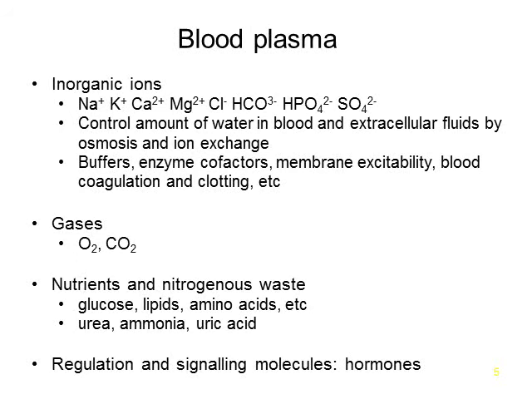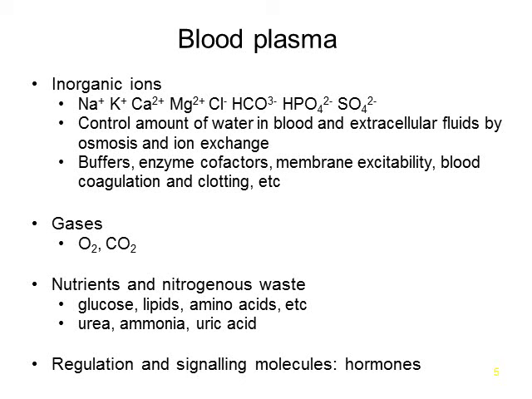In relation to inorganic ions in the blood plasma, the key list of ions are shown on this slide. They control the amount of water in the blood and extracellular fluids by osmosis and exchange of ions, for example, sodium potassium ATPase. They can also act as buffers, enzyme cofactors, and be involved in membrane excitability, such as again sodium, potassium, chloride, and blood coagulation and clotting. Potassium is a key ion involved in the blood clotting cascade.